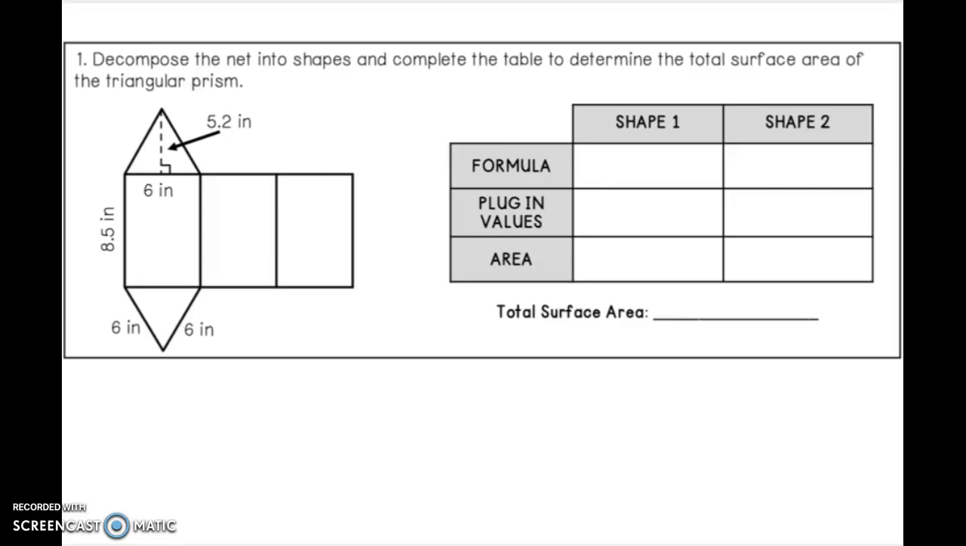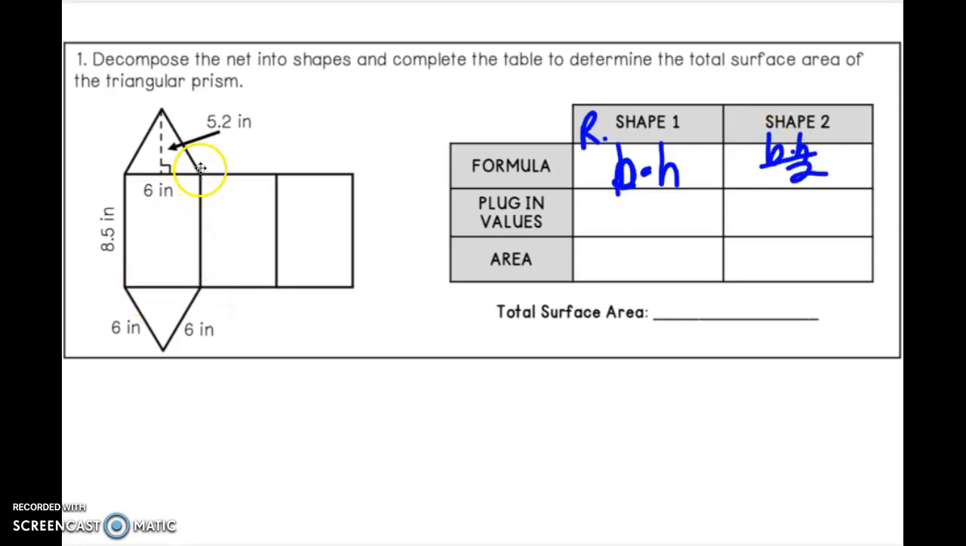Next one, we're going to decompose this net into shapes. In this case, we have a triangle that has all 3 sides the same length. So our 2 shapes are the 3 rectangles and the 2 triangles, the bases, okay? So the formula, let me go back here and erase that. I was really supposed to put the formula in. So really we're going to go formula for this rectangle, I'll put an R, base times height. And over here we have base times height divided by 2.